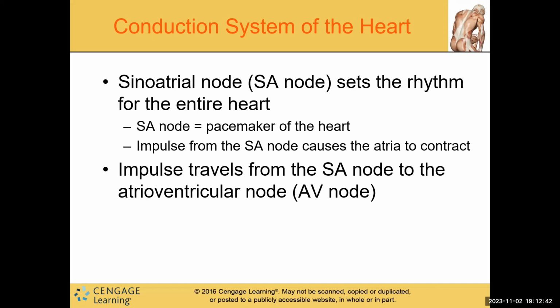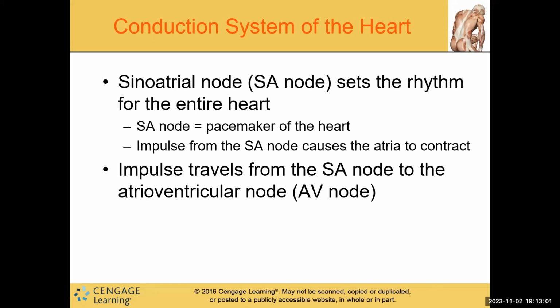So we have the sinoatrial node, the SA node, is a node of nerves that sets the rhythm for the entire heart. It's the pacemaker of the heart. The SA node or sinoatrial node is the pacemaker for the heart.